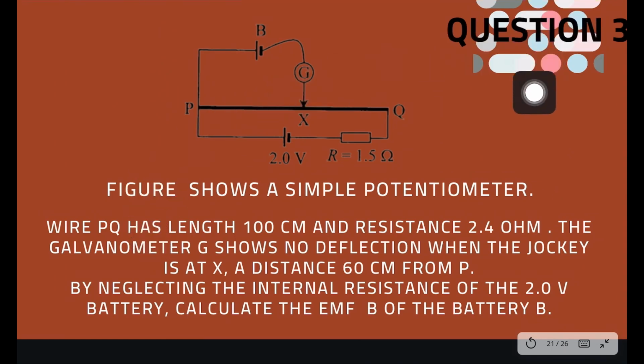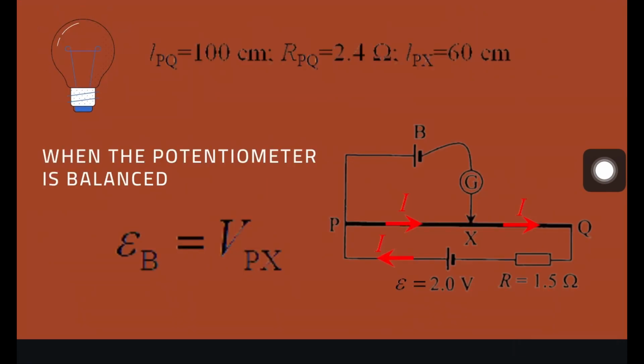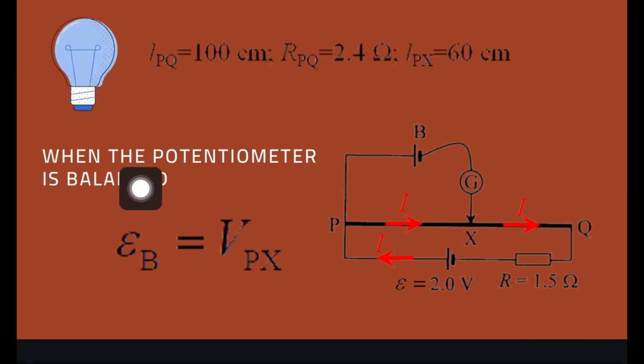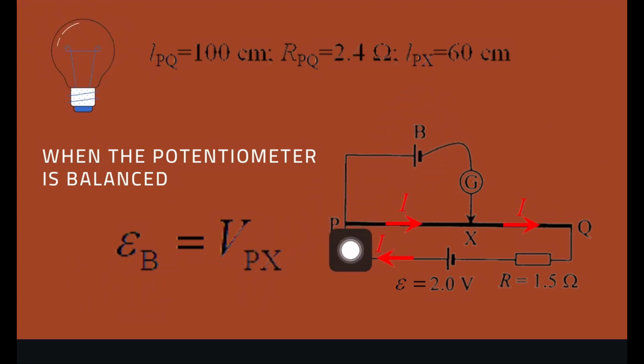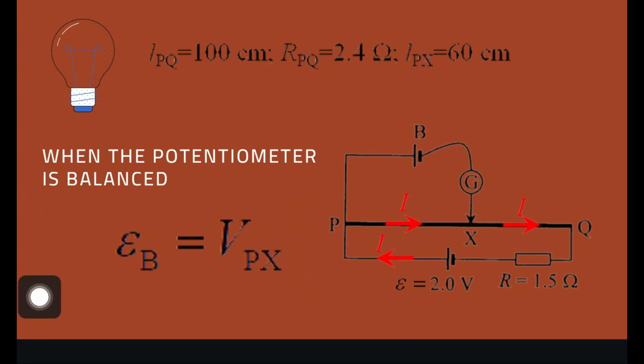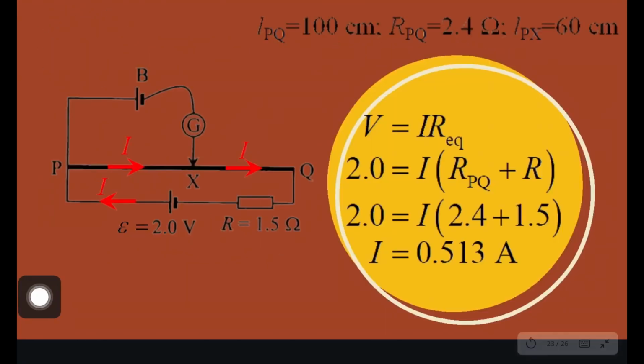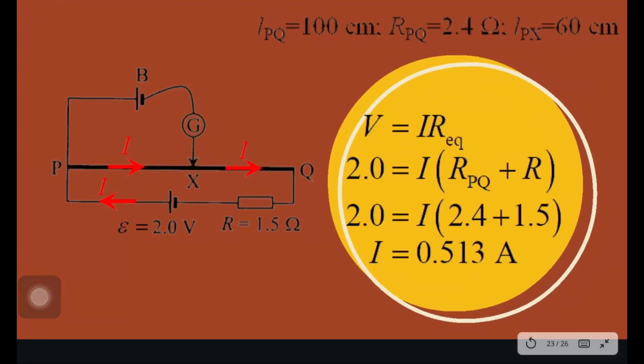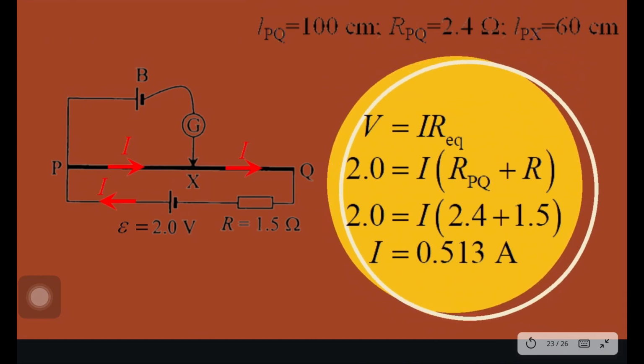So how to find this EMF EB? Okay, remember when the potentiometer is balanced, EB is equals to VPX. So E here is equals to VPX. That means we need to find that VPX.